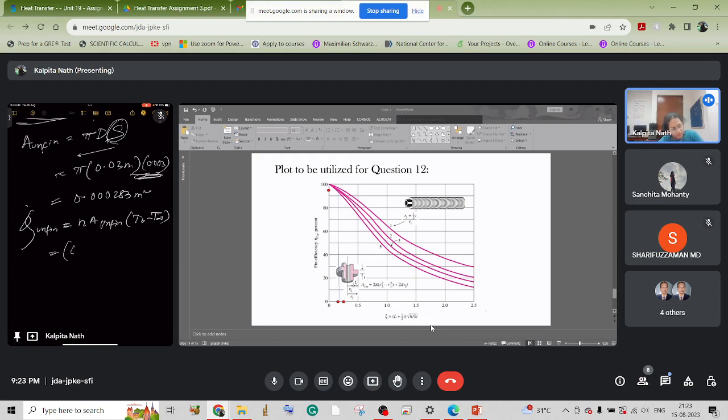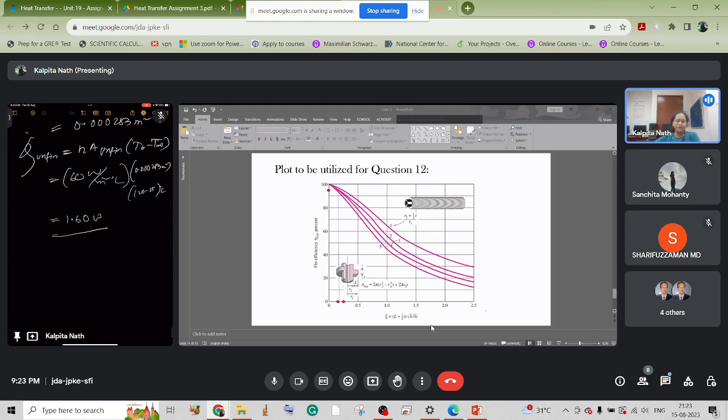So this came out with 60 watt per meter square degree Celsius, 0.000283 meter square, and 120 minus 25 degrees Celsius. This came out to be 1.60 watt. Now the total for the finned condition: there are 200 fins per meter. So that times 1.60 for the unfinned region, plus the finned region, that is 25. This is the total, 5320 watt.